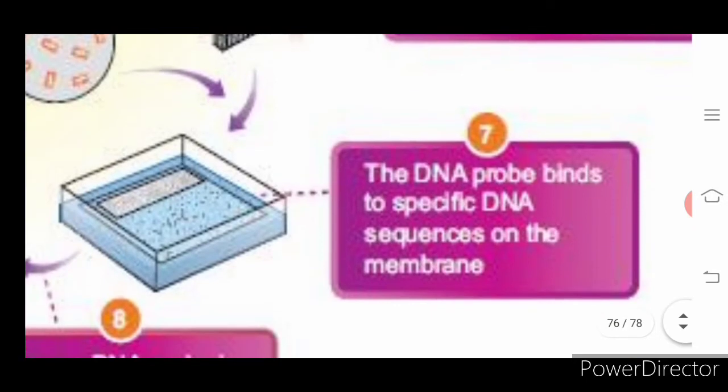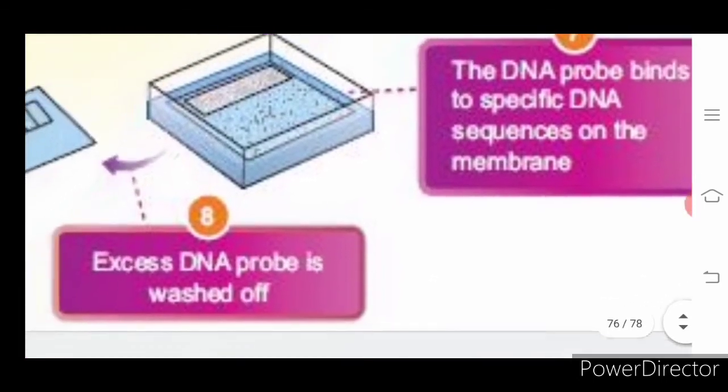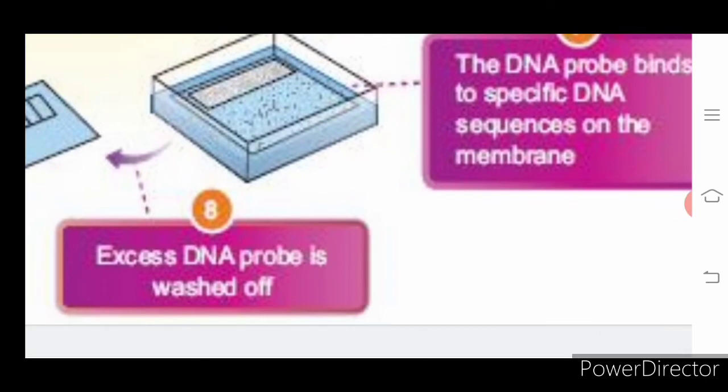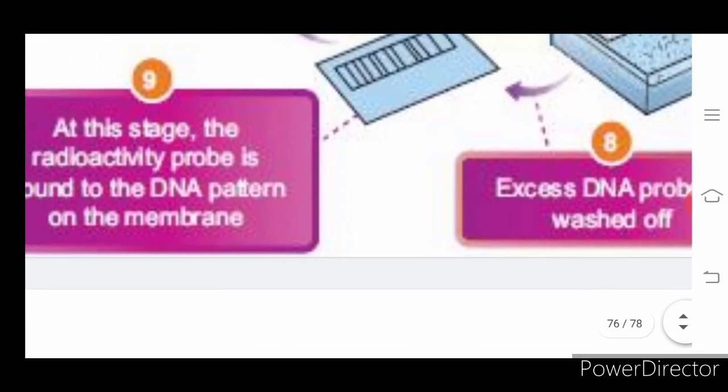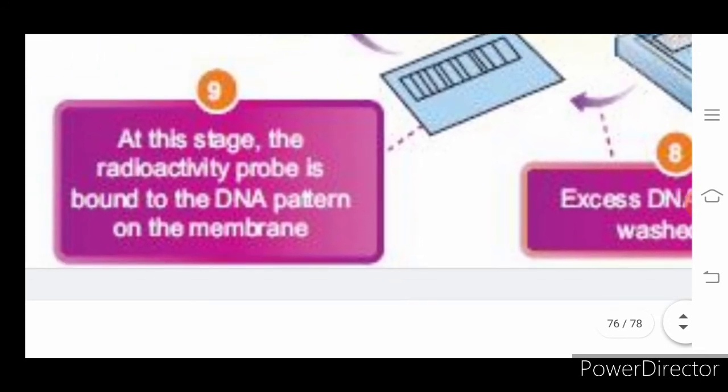Next, the DNA probe binds to a specific DNA sequence on the membrane. The DNA probe is genetic material whose sequence we know, and it will go and attach itself to the specific sequence. Then the excess DNA probe is washed off. At this stage, the radioactive probe is bound to the DNA pattern on the membrane.